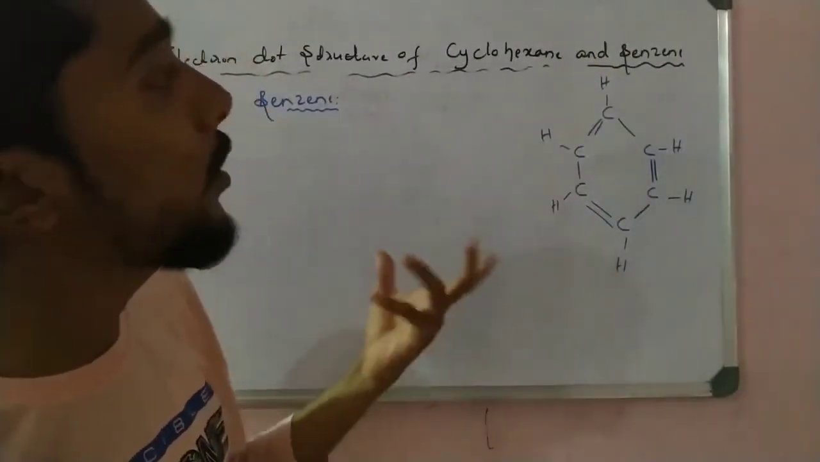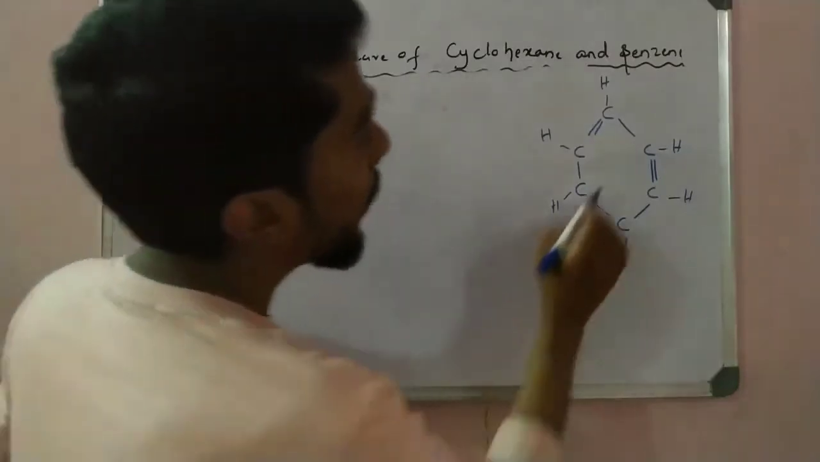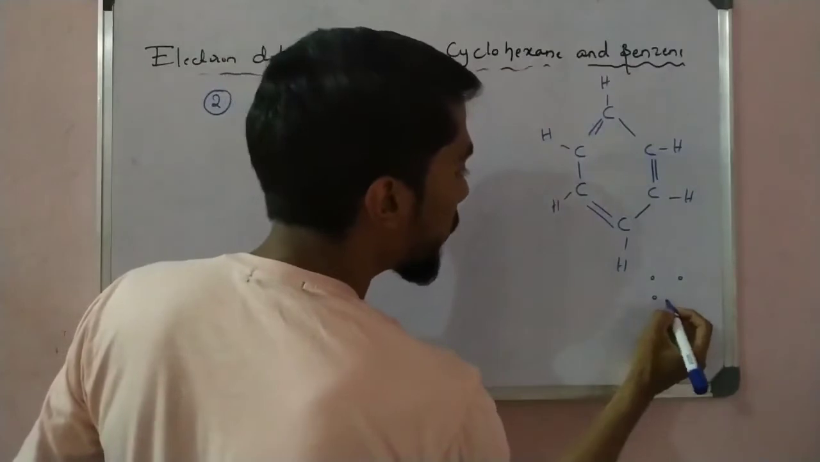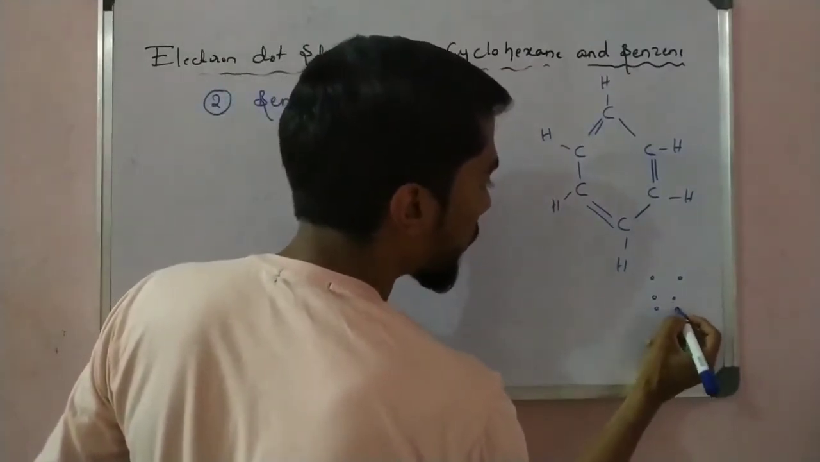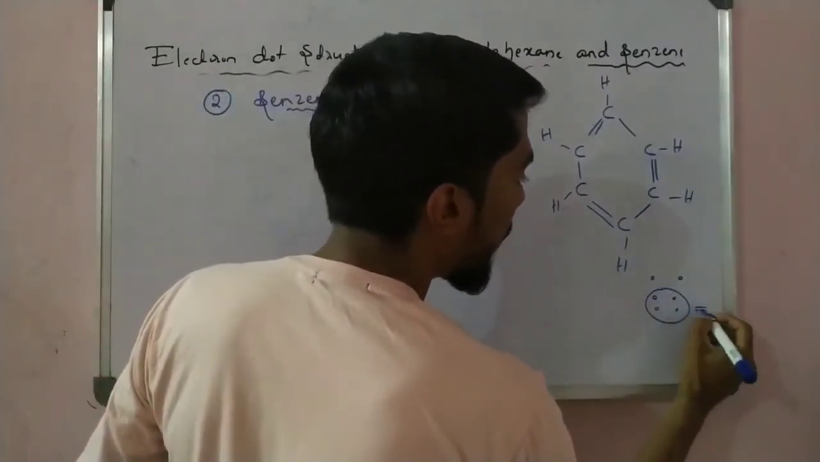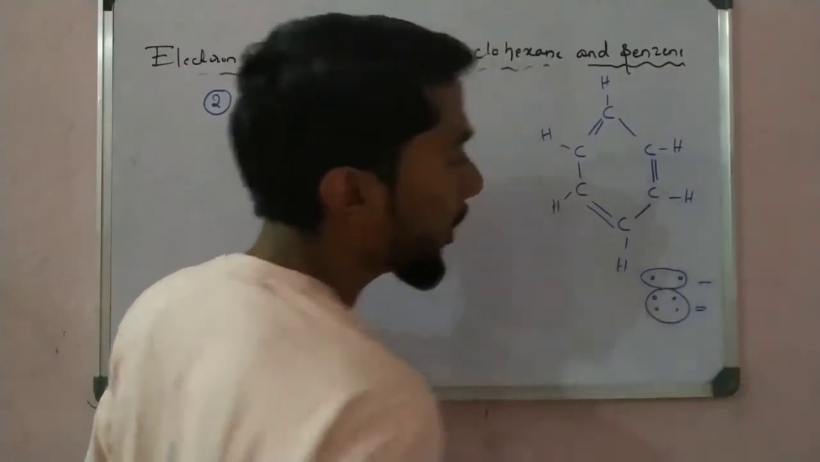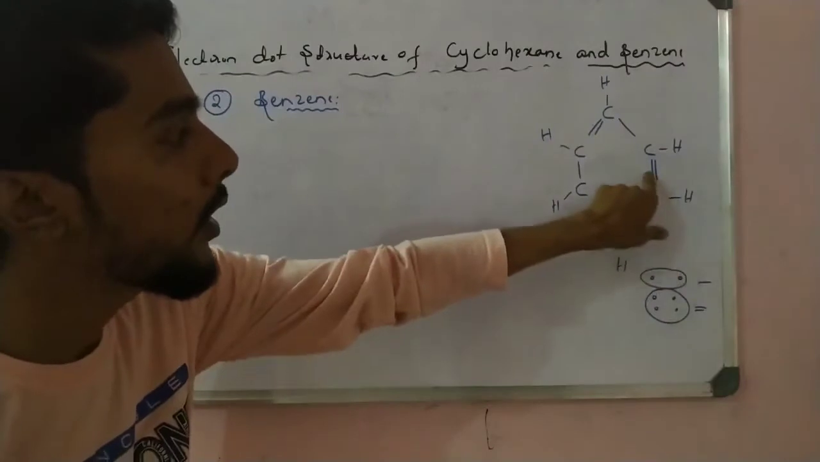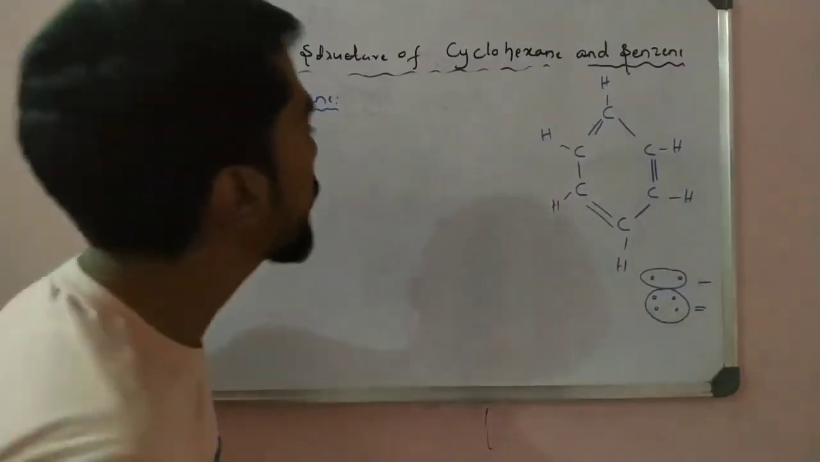Now come to the electron dot structure. Again see here, single bond means electrons are like that, double bond means electrons are like that, 4 electrons. This is the double bond and this is the single bond, correct? Both follow here. Single bond means this, double bond means this, right? So I can do it like that.